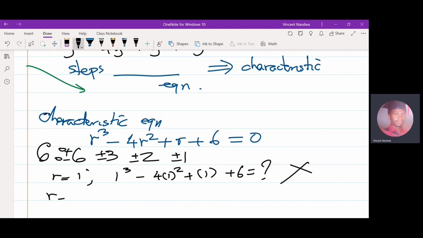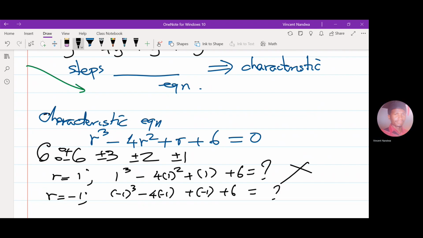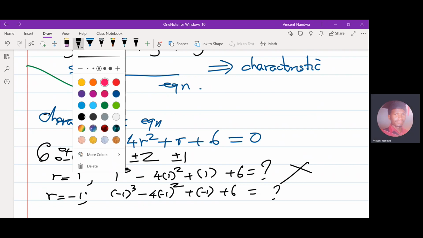If we put r equals -1, is it true that -1 cubed minus 4 times -1 squared plus -1 plus 6 is 0? Does that give, so r equals -1, does it make 0? So then we are lucky.